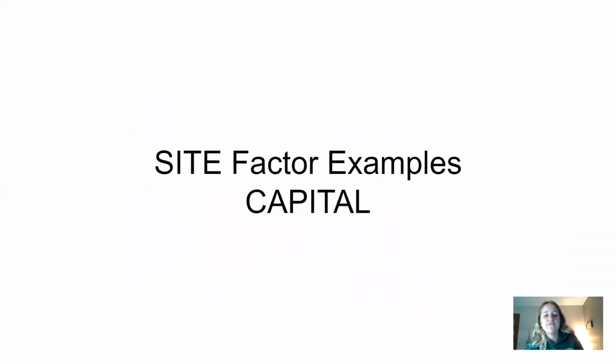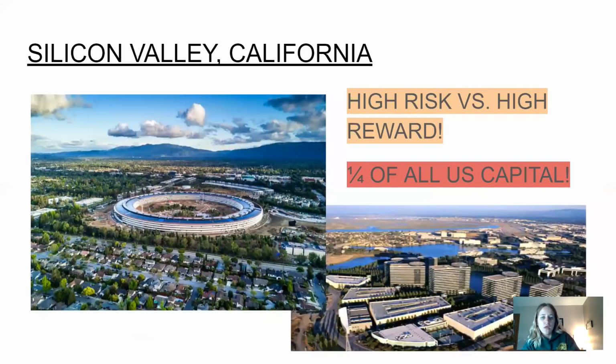All right, our second site factor example is capital. I want you guys to write this down in your notebook. Make sure you kind of know what Silicon Valley in California is, and I'm going to explain it to you really quick here. Manufacturers typically borrow capital or funds or money to expand their factories. I just explained that to you guys, kind of the expansion of Walmart and Culver's and stuff like that.